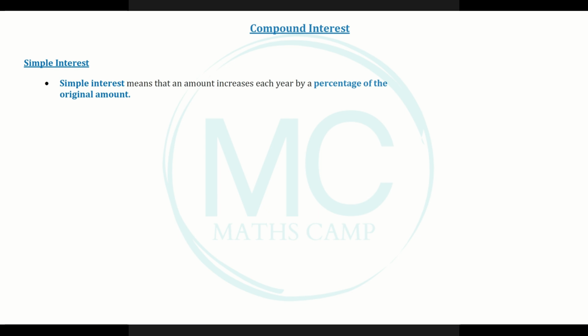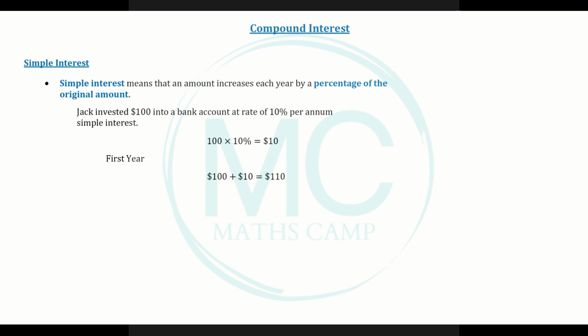We looked at an example where Jack invested $100 into a bank account at a rate of 10% per annum simple interest. So let's see how much that is. 10% of $100 is $10. So each year, Jack's money increases by $10. After the first year, Jack had the $100 he invested plus $10 in interest. So he has a total of $110.